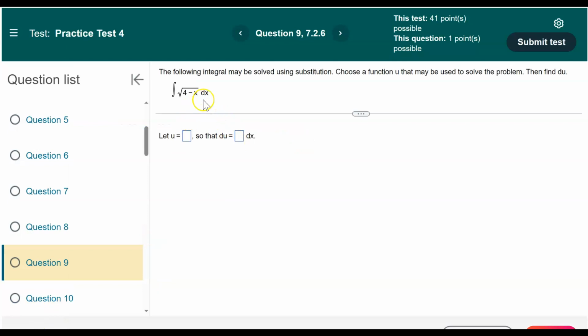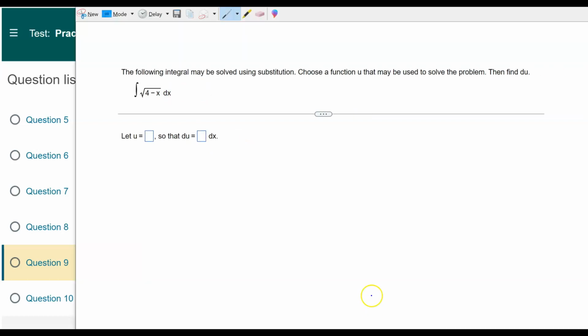So another problem, we are given here an integral, and this could be solved using substitution. You are to choose a function u that may be used to solve the problem and then find the differential du. So if you have a square root function, your u will be the radicand, the one inside the square root. So in this case, the u is equal to 4 minus x. And so your du is just the derivative of that, which is negative dx. So it's negative 1. The derivative of x is negative 1.